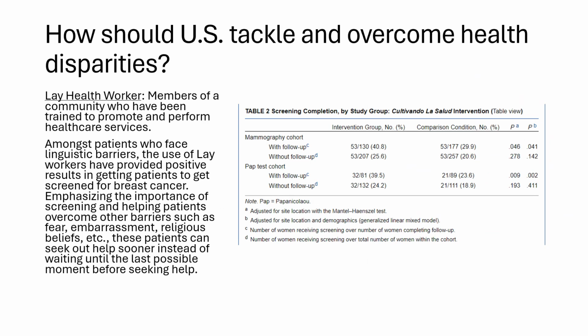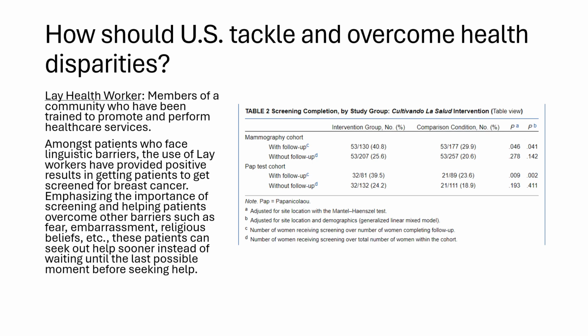So how can the US tackle these disparities? Well, I want to focus more on the whole language barrier issue. There have been studies done using lay workers, which are members of communities that are usually trained to educate people on the importance of taking care of their health. These lay workers are usually trusted members of a community and have been linked to influencing a higher number of women to get screenings done to look out for breast or cervical cancers.